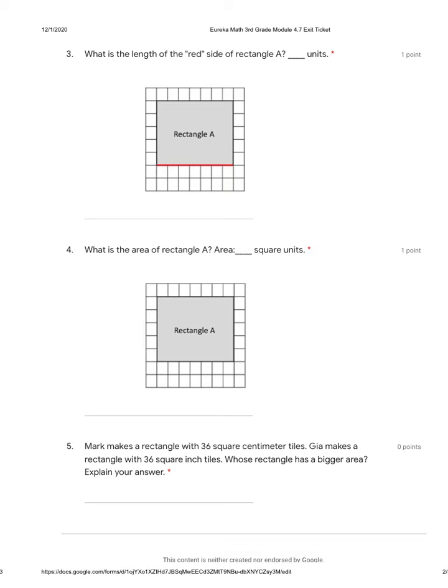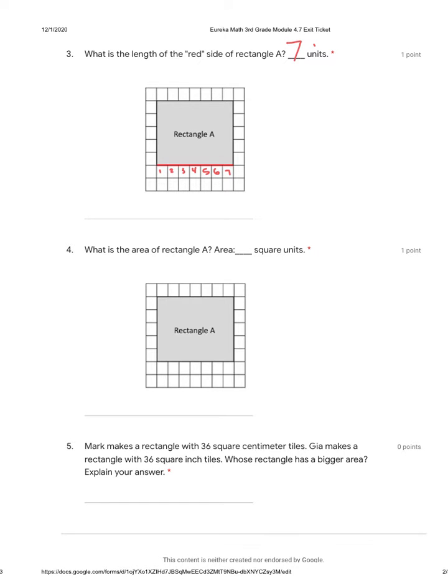Our next question, number 3, what is the length of the red side of rectangle A? So this is a different side. The first one we counted was 5. Let's see how many this one has. 1, 2, 3, 4, 5, 6, 7. The length of this red side is 7 units.